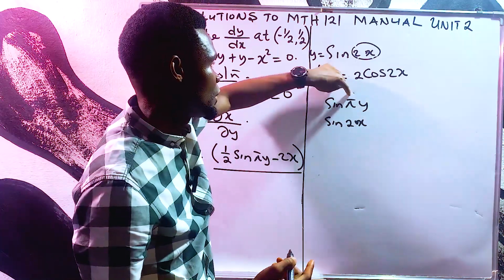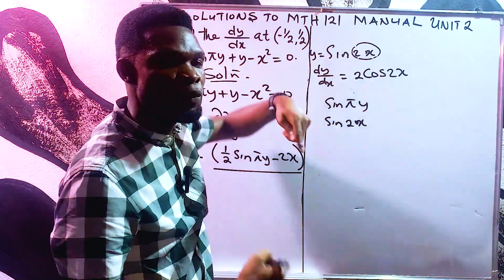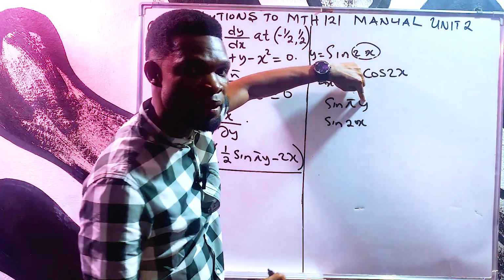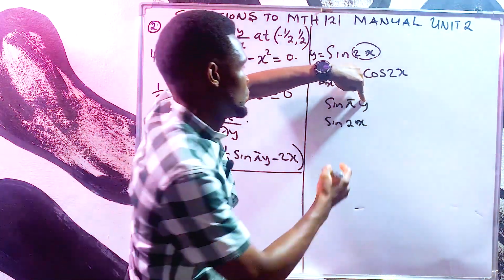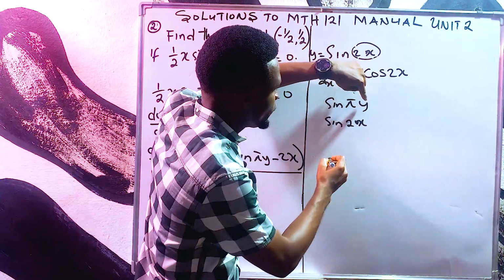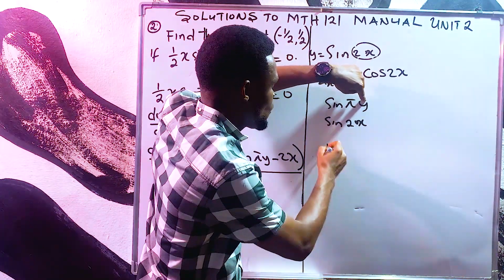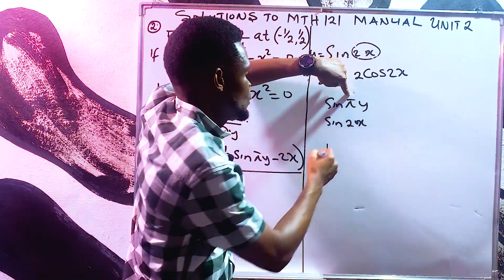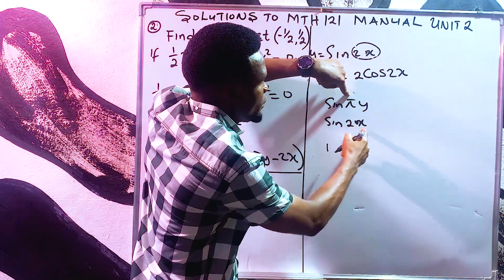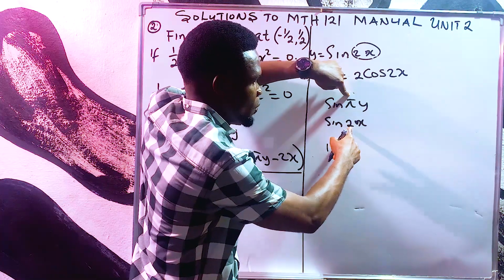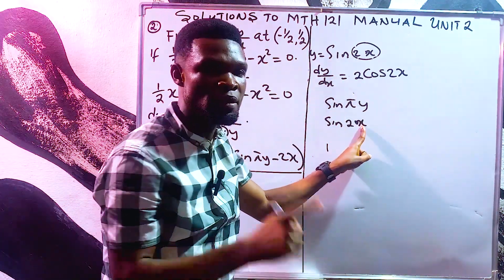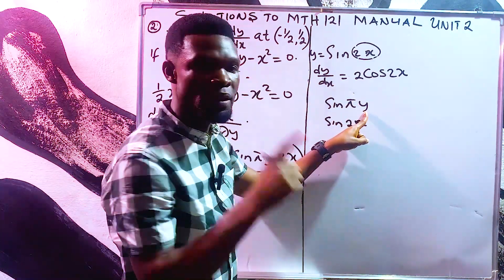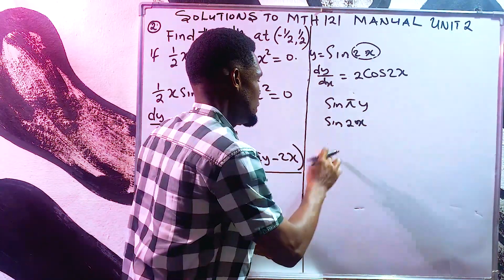Now let's differentiate this. Remember, I'm differentiating with respect to y. So I'll go straight to y. What's the derivative of y? 1. So look at it. If you differentiate y, you have 1. 1 times pi, just like when you differentiate 2x here, you have 2. Remember, the derivative of x is 1. 1 times 2 is 2. So the derivative of y is 1. 1 times pi is pi.